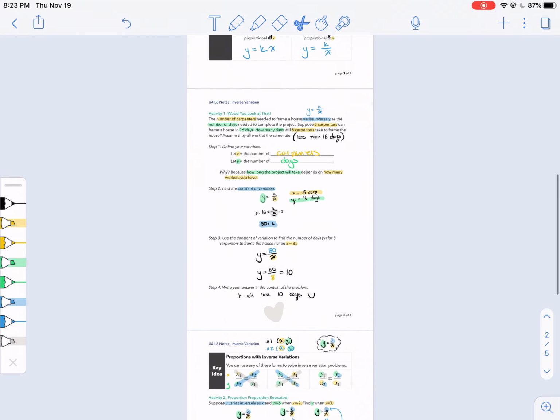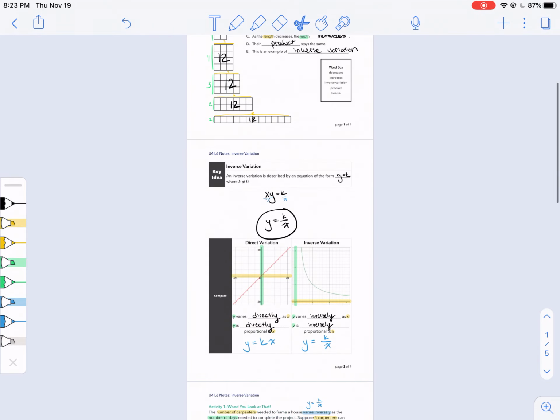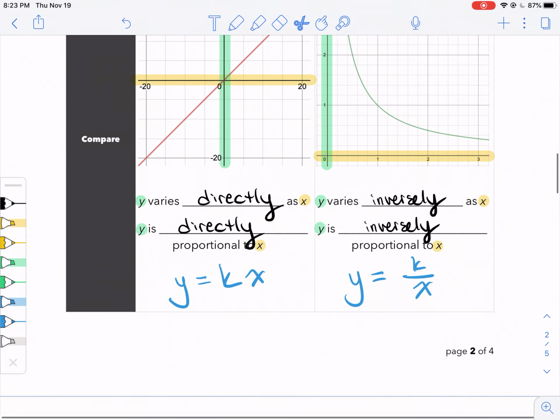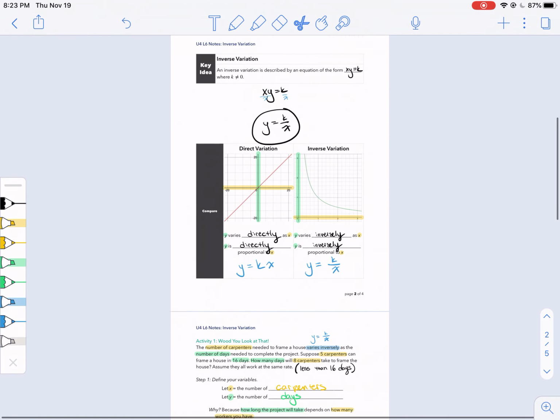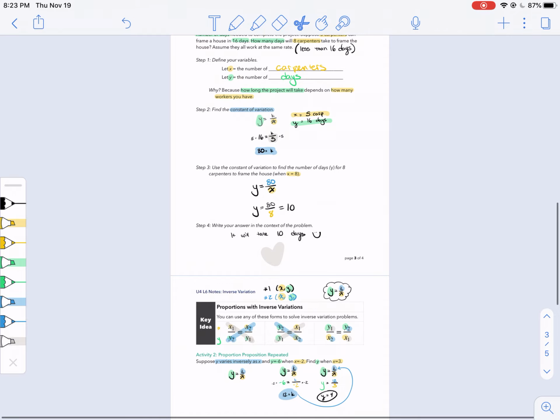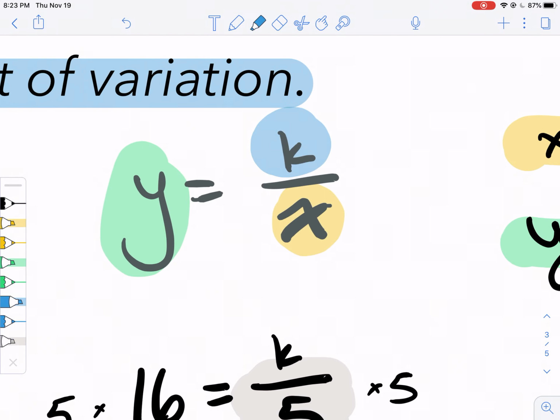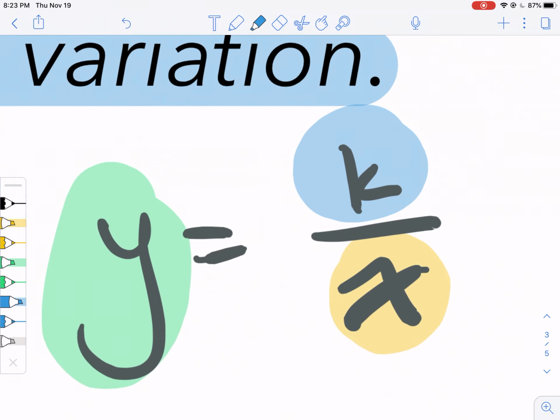Cool? Cool. So inverse variation is y equals k over x. This is different from direct variation, which is y equals kx. Remember to use your inverse variation to help you solve for the constant of variation. And have a fantastic time in your homework.